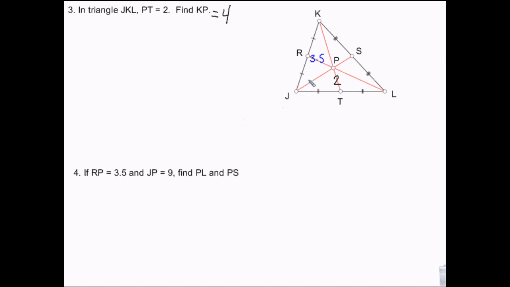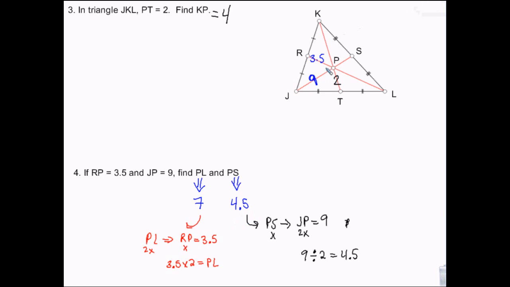And JP is 9. So we want to find PL and PS. PL is going to be the long part, so I'm going to multiply 3.5 times 2. And PS is the short part, so I'm going to divide 9 by 2. It's that easy.